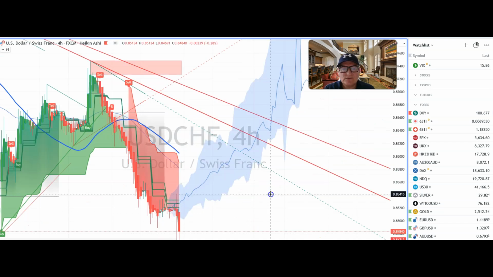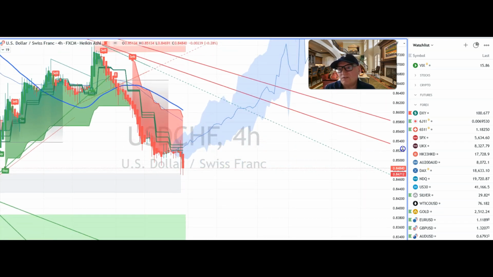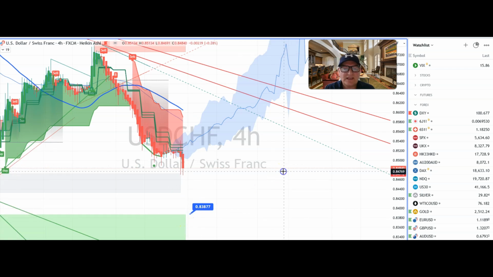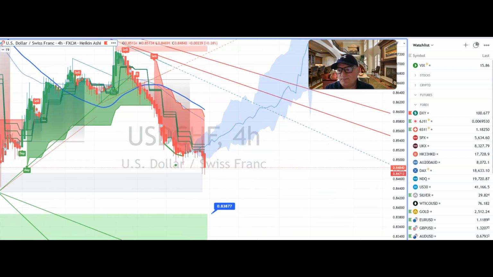US Swiss is also parabolic, but if you're long the euro dollar, no point going short here. But if you're not long the euro dollar, then you can put a position on here quite easily. Trade at your own risk. Target 83.87. Stop 86.06. That's how easy it is.